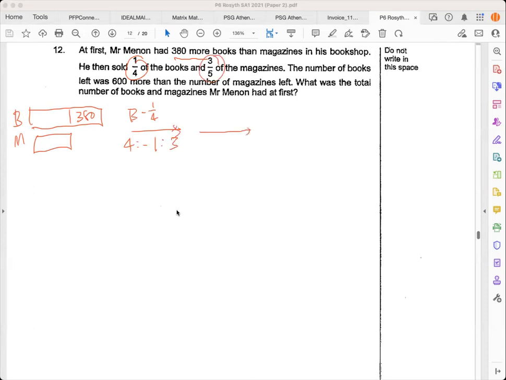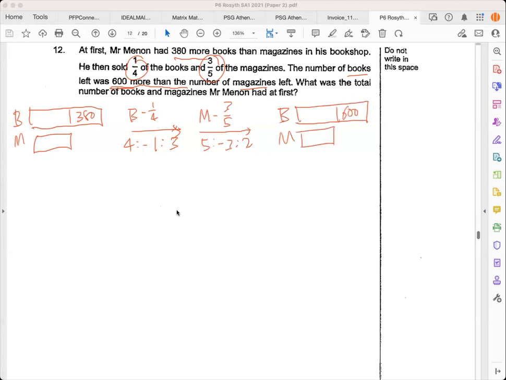Then 3/5 of the magazine. So magazine, minus away 3/5. So 5, take away 3, left 2. Finally, there are 600 more. The books is 600 more than the magazine. So let's record this as a model again. 600 and magazine. All right.